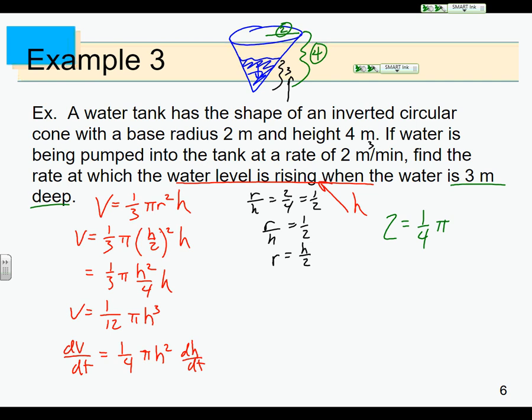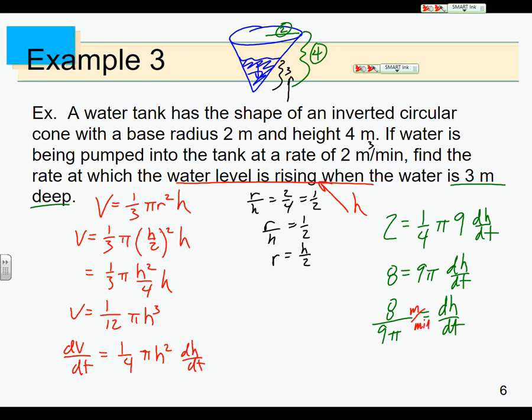So if I plug in 3 into the h, that gives me a 9. And then I still have my dh over dt that I'm looking for. So that gives me 9/4 pi. Or we can just multiply both sides by 4 first. I think that might be a little bit easier to see. So my exact answer is going to be 8 over 9 pi for my dh over dt. Okay, and then the units on this would be meters per minute.